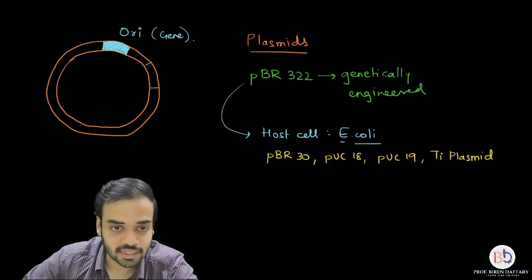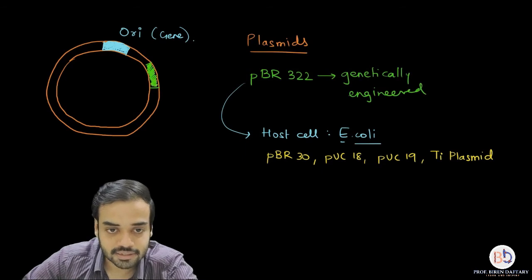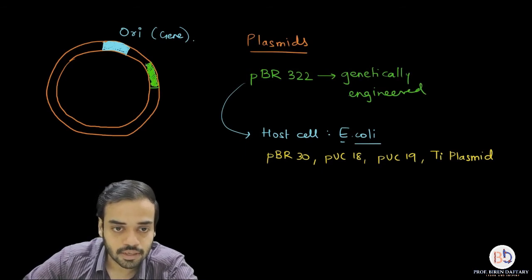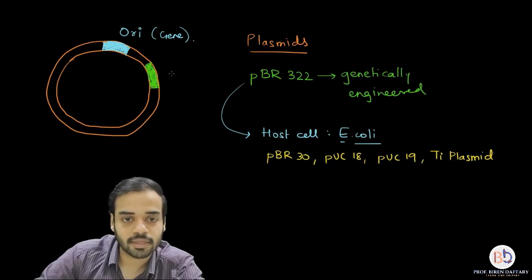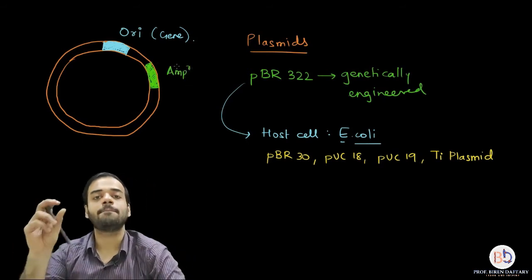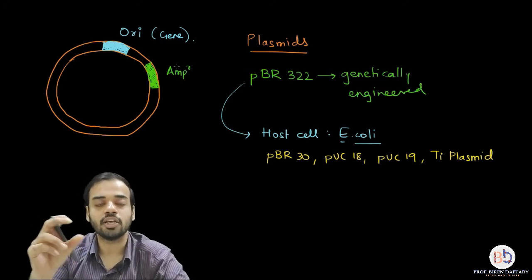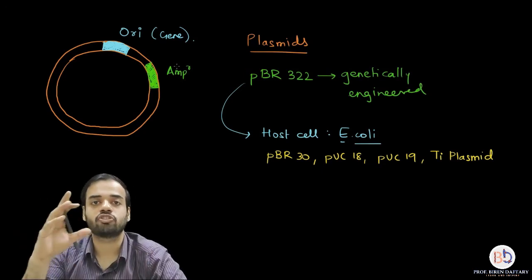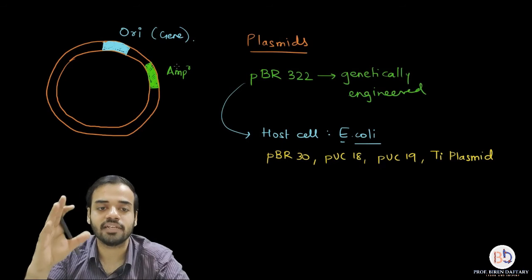This green colored area which I am shading, I am going to show as an ampicillin resistant site. Over here I am going to write AMPR. That means the ampicillin resistant gene is present. So this plasmid cannot be destroyed by using the antibiotic ampicillin.